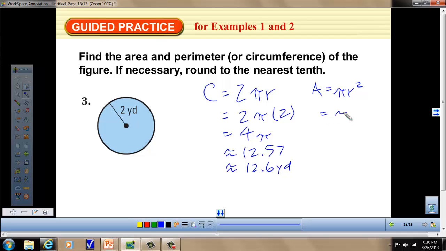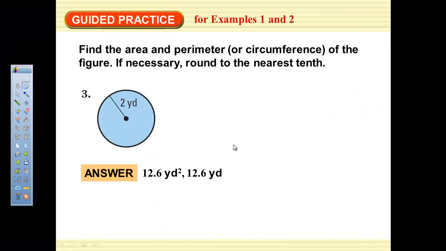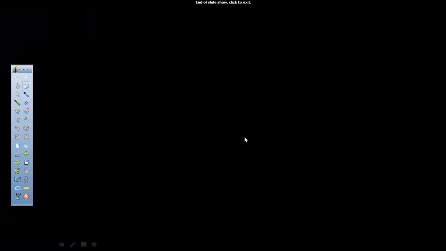And for area, again, remember it's pi r squared. This is going to give us pi times 2 squared, which just happens to be, again, 4 pi. So you don't even need to punch this in your calculator. This is going to be 12.6, but this time square yards. Okay? And that's it for this one.